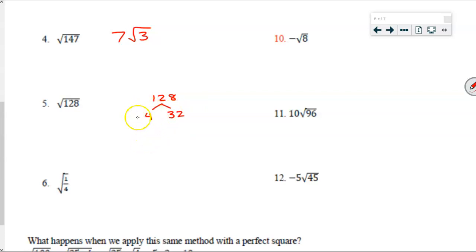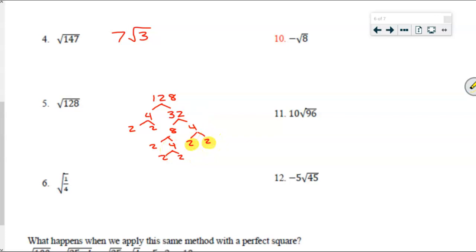Okay, I did find a perfect square, so that's good, right? But do you think it's the largest perfect square? So let's continue. Factors of 4 are 2 and 2. Factors of 32 are 8 and 4. But I'm still not done. 4 breaks down further. 8 breaks down further. And that breaks down even further, right? It is a lot of 2s.